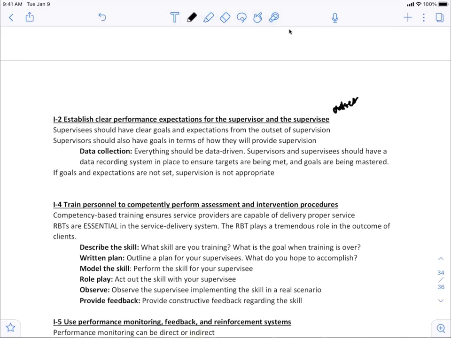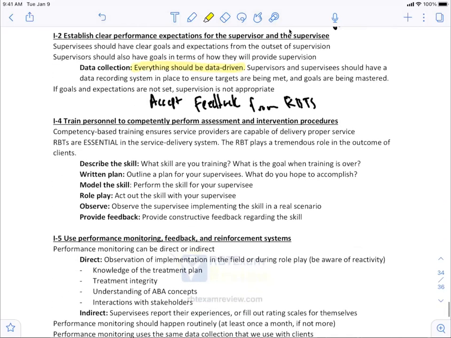You should also have goals on how you'll provide supervision, and you should accept feedback from RBTs. Okay, big part of it. Everything should be data driven. If you're going to give feedback, do it based on data and observation. If goals and expectations are not set, supervision is not appropriate. I3 is going to be further down.